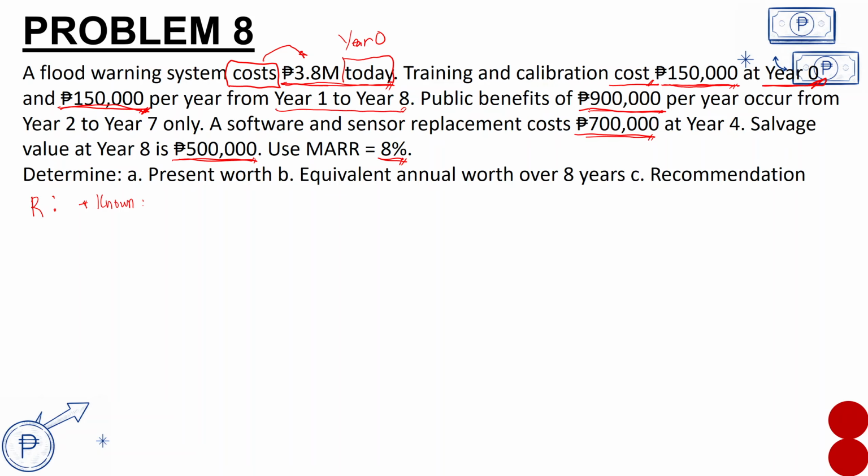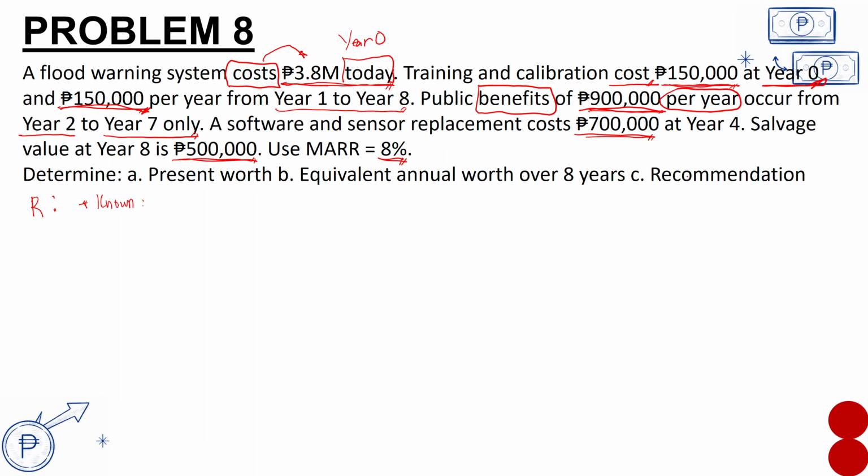We have 900,000 pesos, and the timing is annually, and this is a benefit. Therefore, this is a positive cash flow. And it occurs from year 2 to year 7 only. So we only expect in this project that the benefits will begin not at year 0, not at year 1, but will start at the end of year 2 until the end of year 7.